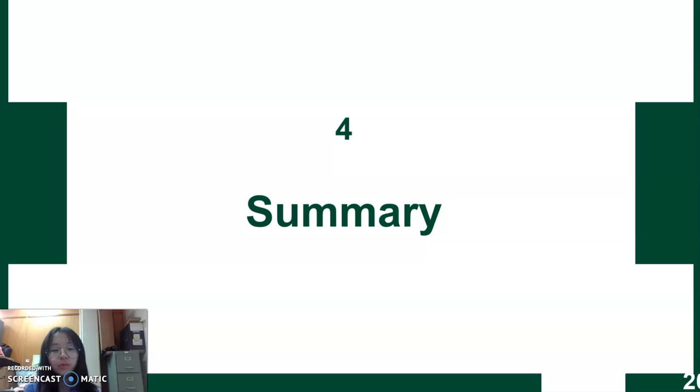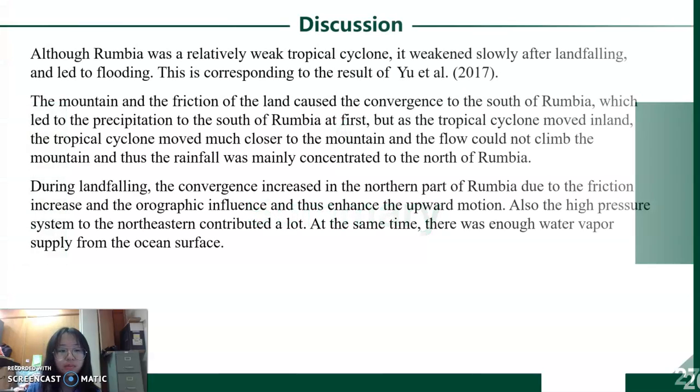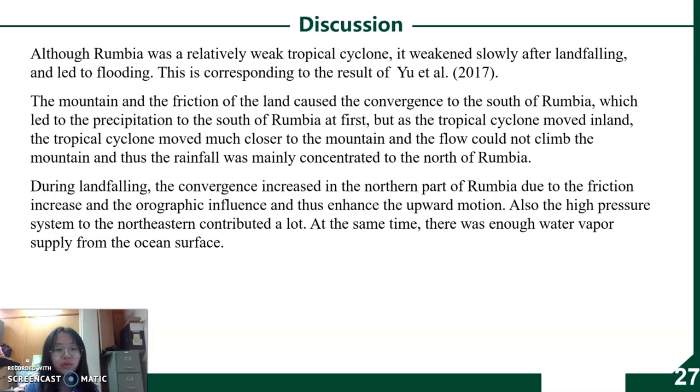Next, we will move to the summary part. Although Rambia was a relatively weak tropical cyclone, it weakened slowly after landfall and led to flooding. This corresponds to the results of Yu in 2017. The mountain and the friction of the land caused a convergence to the south of Rambia, which led to the precipitation to the south of Rambia at first.